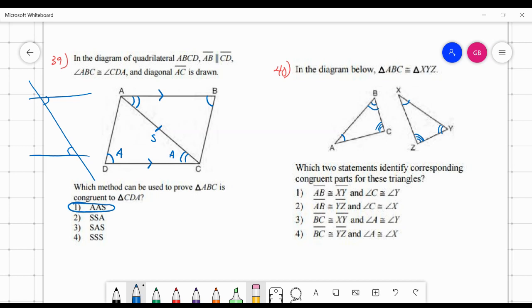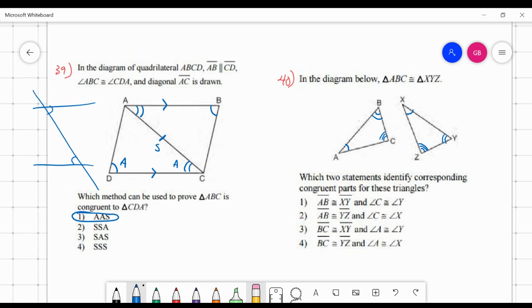All right, so we have to check. Is AB congruent to XY? So let's go ahead and mark them with the tick marks as well. I'll do this in red so you can see the difference. Okay, AB is the same as XY. BC is the same as YZ. And AC is the same as XZ. So AB and XY, yes.